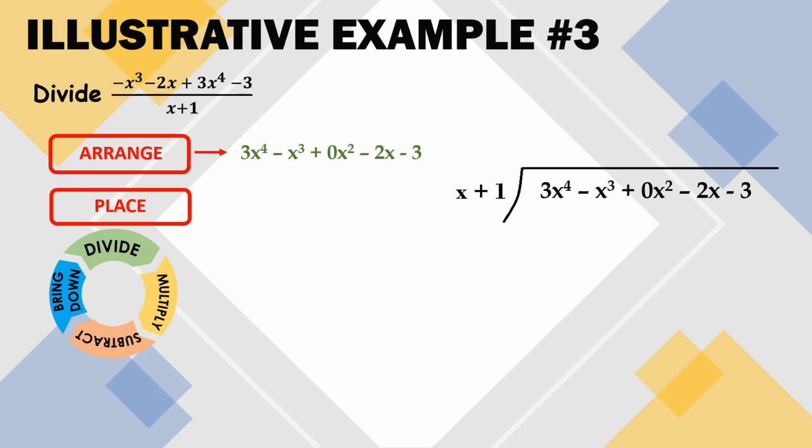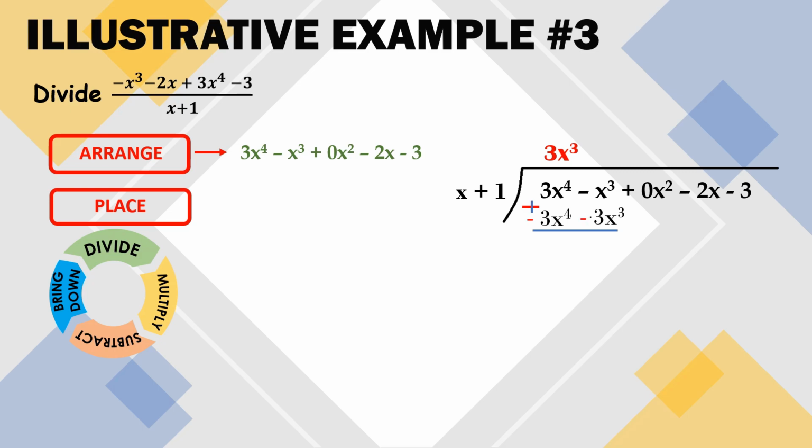Dividing 3x raised to 4 by x will give us 3x cubed. Then we multiply: 3x cubed times x will give you 3x raised to 4. 3x cubed times 1 will give you 3x cubed. Then all we have to do now is to subtract the terms. Since we are subtracting terms of polynomials, we have to change the sign of the subtrahend, proceed to addition.